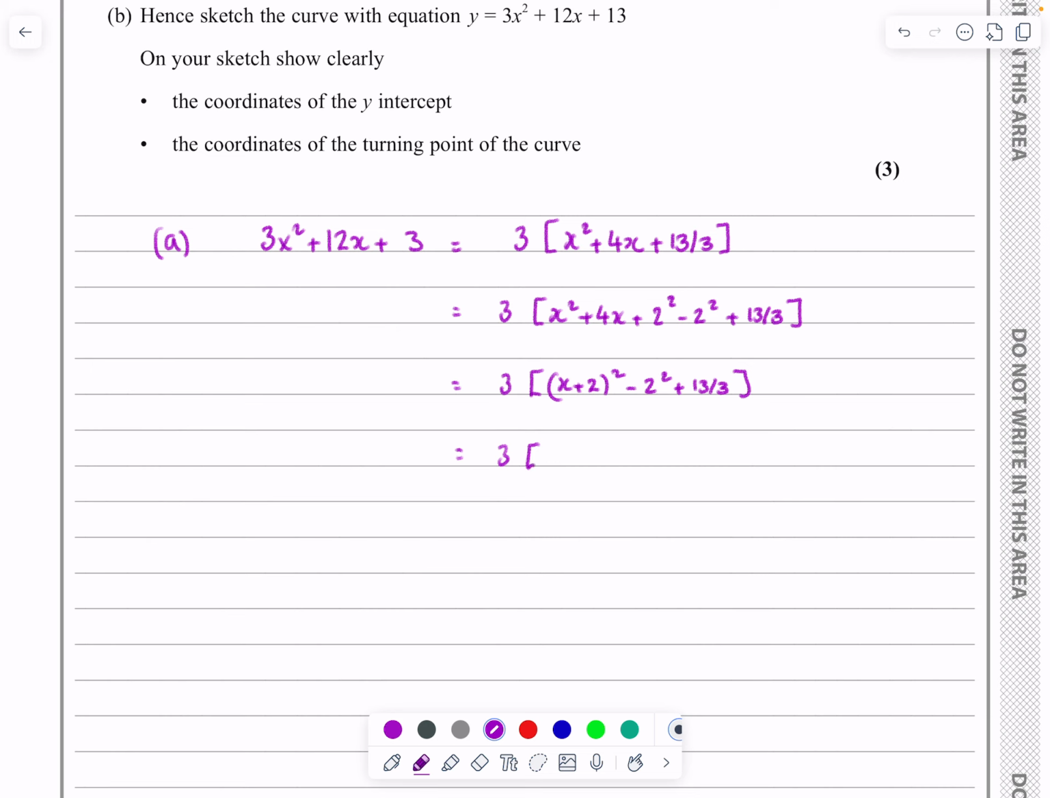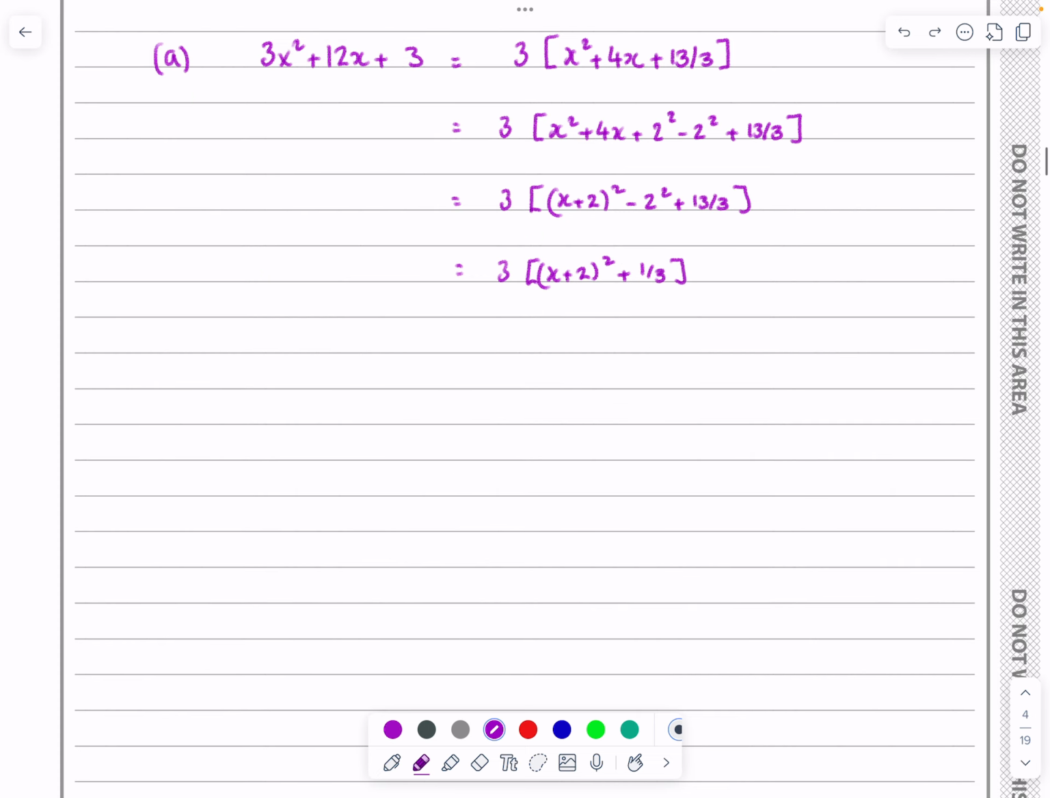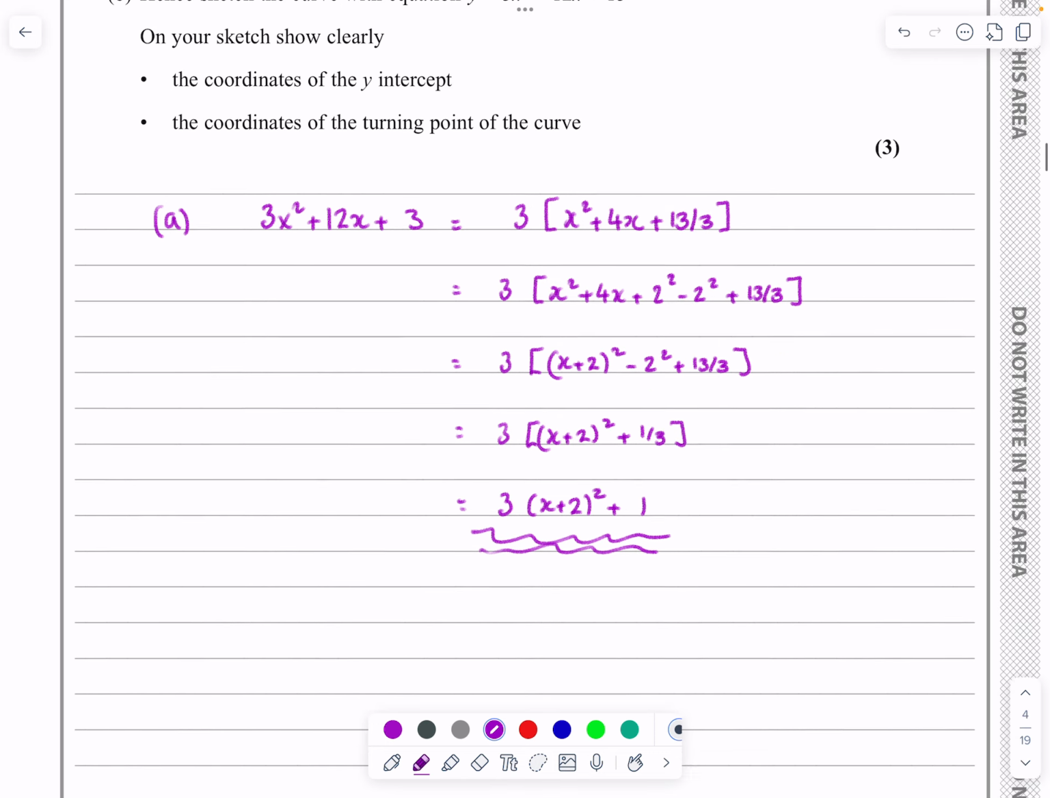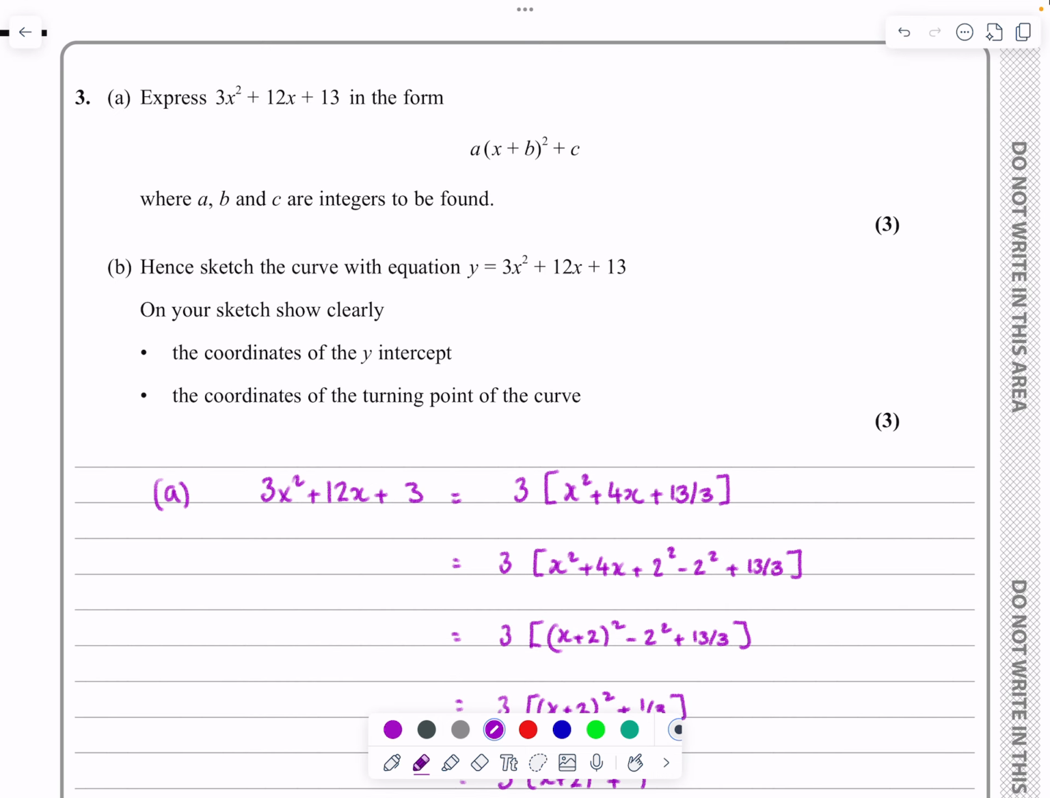This is 3 lots of x plus 2 all squared, and what is minus 4 plus 13 over 3? Well, that works out to be plus a third there. Now, that is completing the square there, but they have said that they want this c to just be a number on its own, not with a factor of it. So if we multiply that bracket back out again, I'll actually get 3 lots of 1 over 3, obviously, is that. Now I've got it in actually the correct format for what I'm doing. So part A should be really, really straightforward, guys. You should be able to do that if you're doing P1 exam.